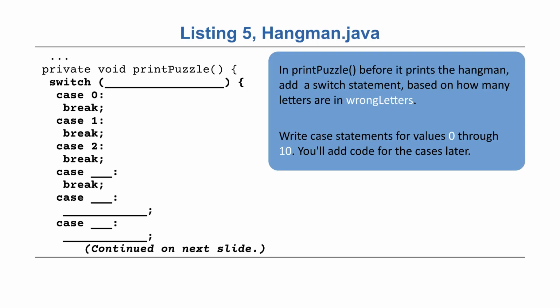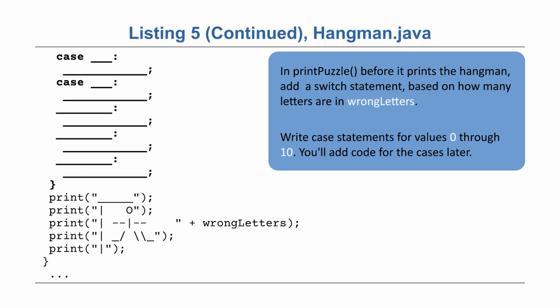In Print Puzzle, before it prints the hangman, add a switch statement based on how many letters are in wrong letters. Hint: use the length of wrong letters. Then write case statements for values 0 through 10. You'll add code for the cases later. Hint: the case values are integers instead of strings, so these case values shouldn't have quotes. Run it. What happened? It should have drawn the complete stickman just as it did before.